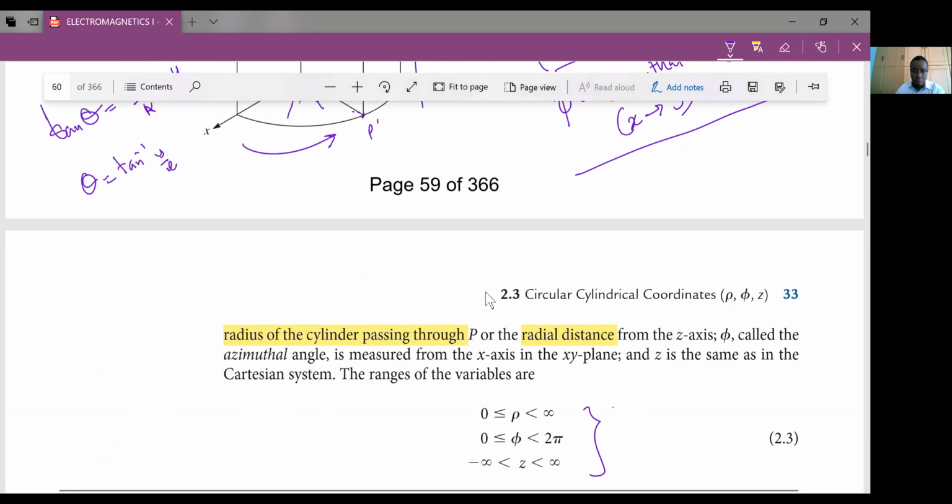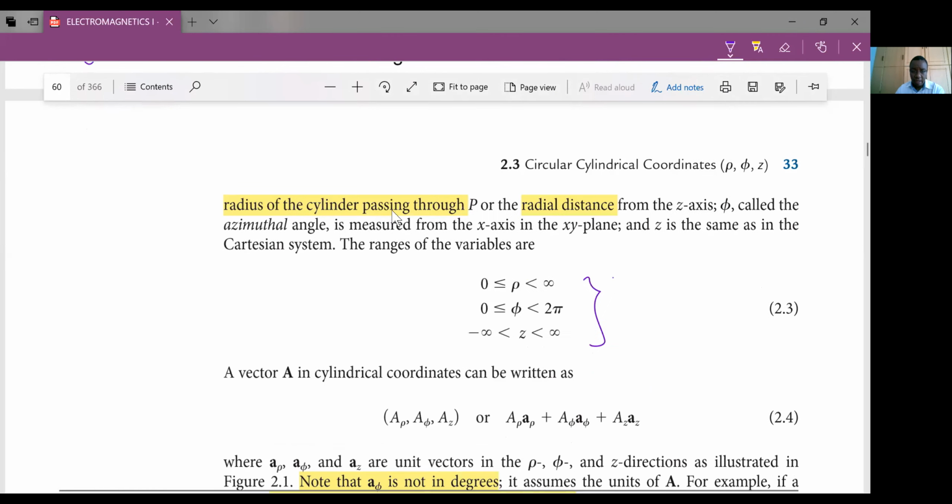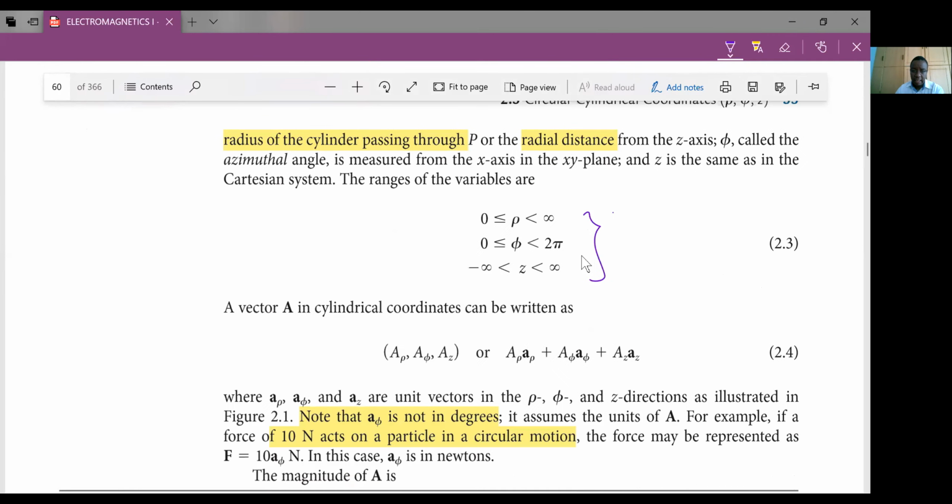Now, of course, we can see that we have described those points, and now we can see that the radius varies from 0 to infinity. The phi is of course varying between 0 to 2 pi, and z is varying from negative infinity to positive infinity.